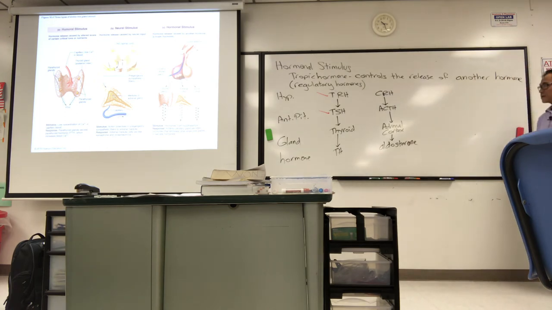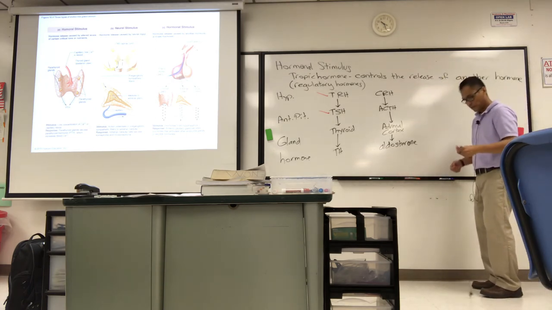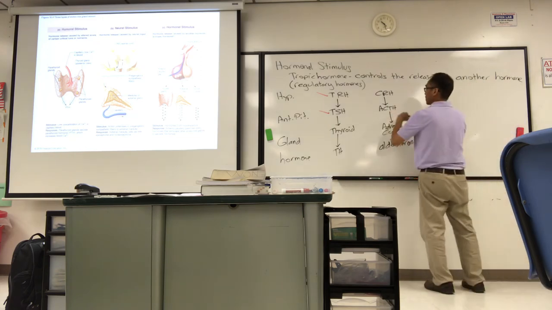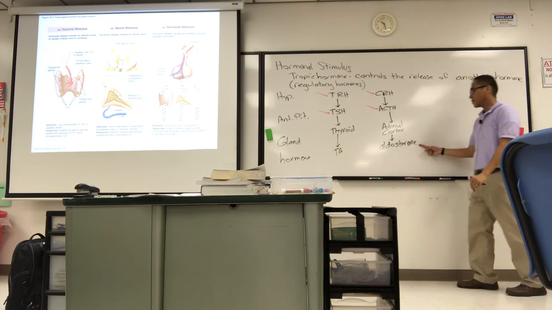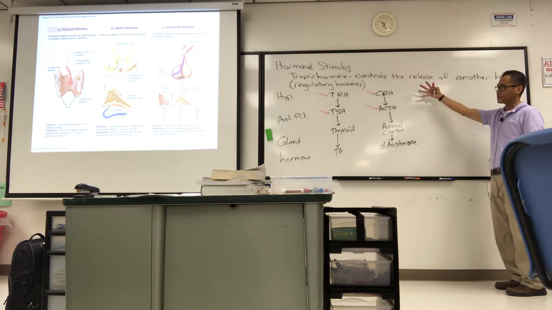So again, to go back and take a checklist, the first two are tropic. The last one, aldosterone, is not because it actually does the physiology. It targets the kidney to reabsorb sodium. That's what we talked about earlier. But so this whole idea is, you see a pattern, right? The top two are tropic. Well, let's do the last one.